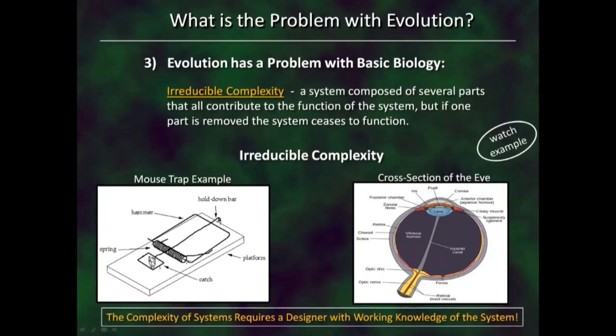And it also has a problem with basic biology. There's this concept of irreducible complexity, and that's just a system composed of several parts that all contribute to the function of the system, but if one part is removed, the system ceases to function. Even Darwin made a comment about the human eye and how complex it was, and he just scratched his head on how that could have ever evolved.